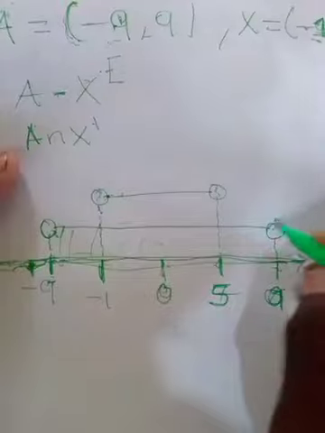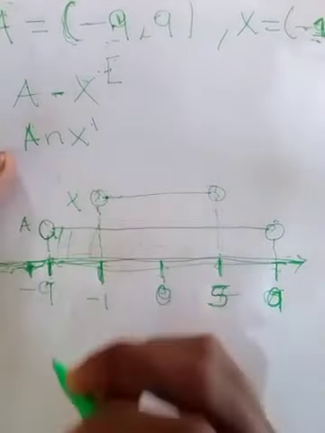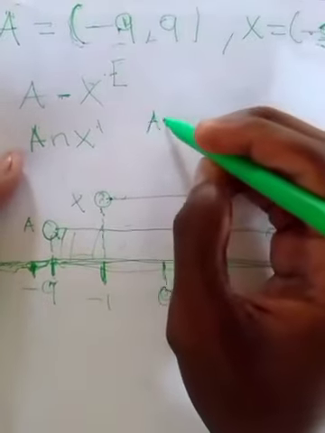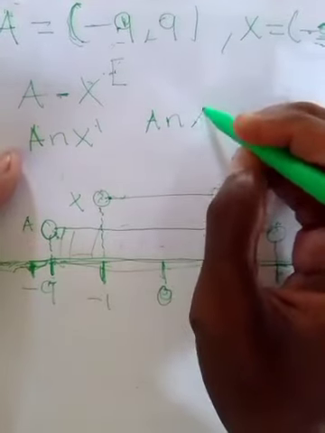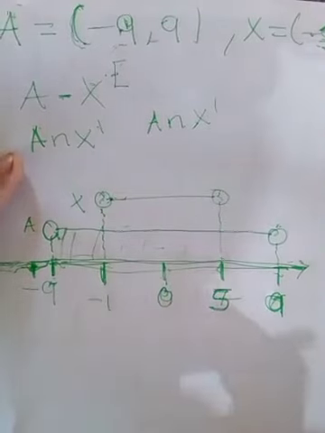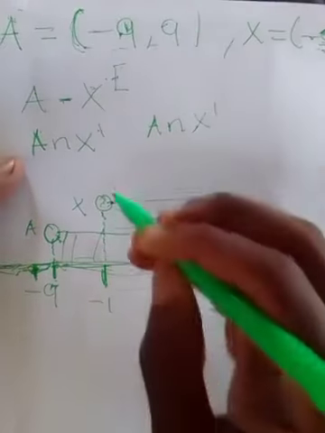If you want, you can even label this. So this one is for A, this one is for X. Now they want us to find a region where you're going to have A intersection of X complement. Okay, so now here's what you do. You're going to ask yourself, okay, I have my X and A.